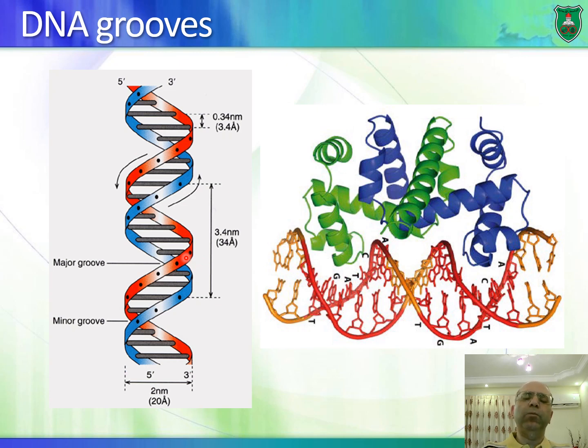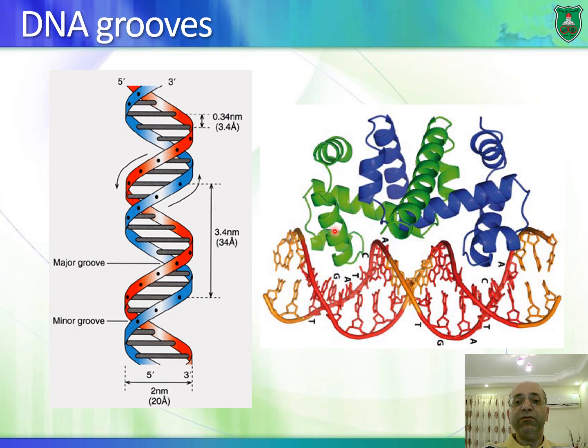So why is that important? These grooves are important for facilitating the interaction between DNA and proteins. So this here is a DNA molecule. Notice here you have a major groove, and right here you have a minor groove. You have a major groove in here and a minor groove in there, and so on.